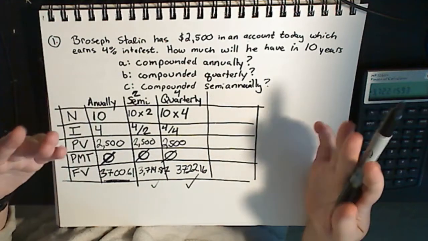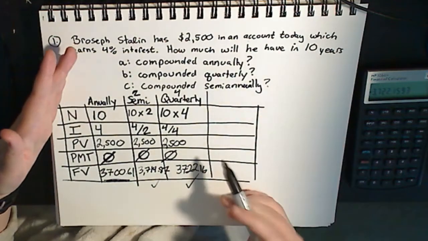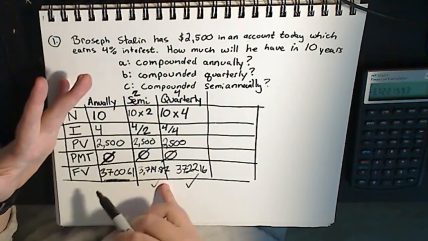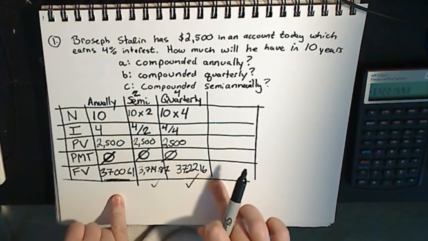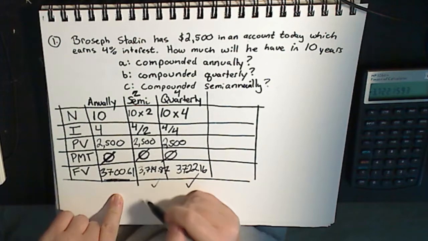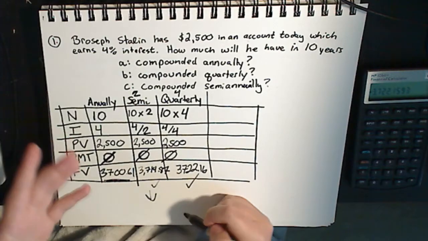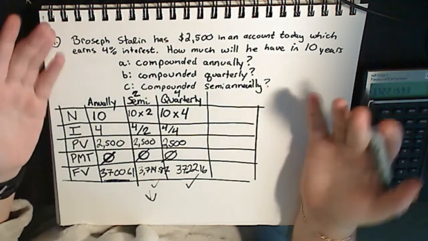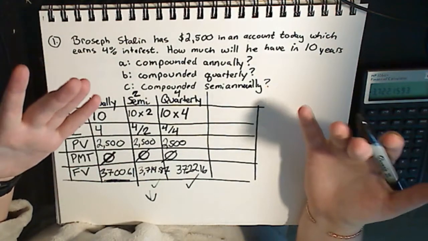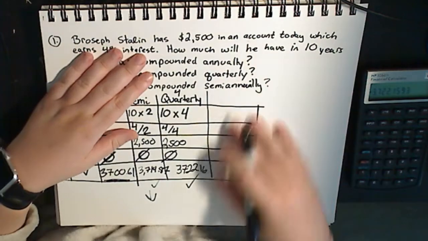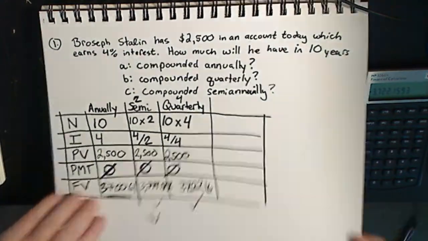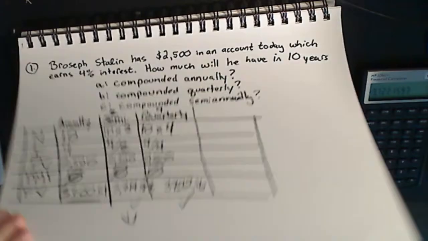So in terms of test-taking strategy, just give yourself a moment to check them over. If you get one that's way off, let's say one of these was 5,000 something, that means you punched something in wrong and you want to go back and do that again. So let's do something a little different.